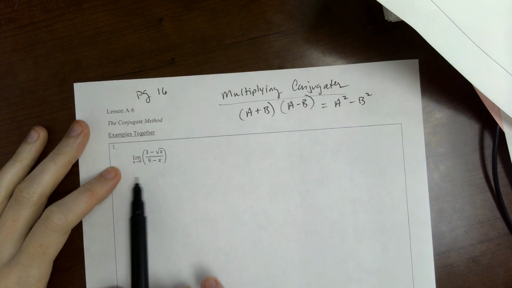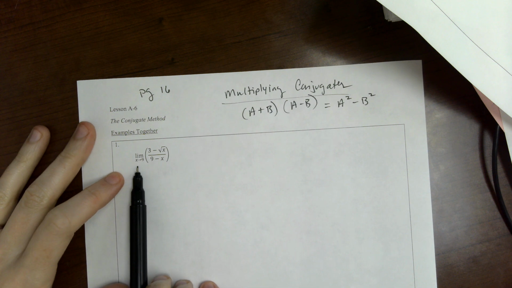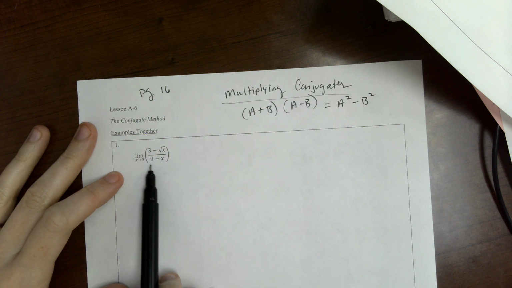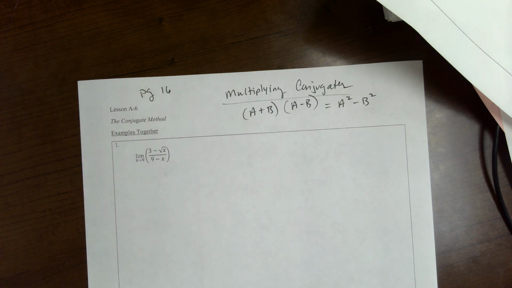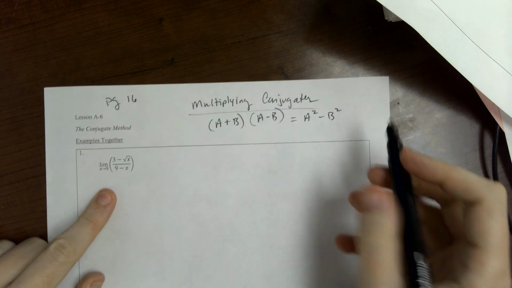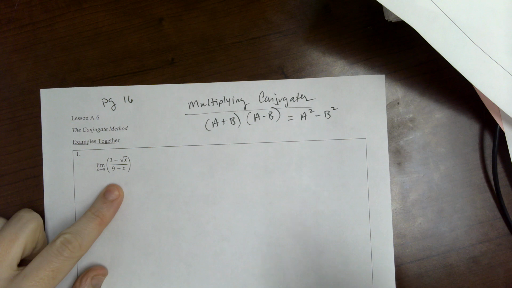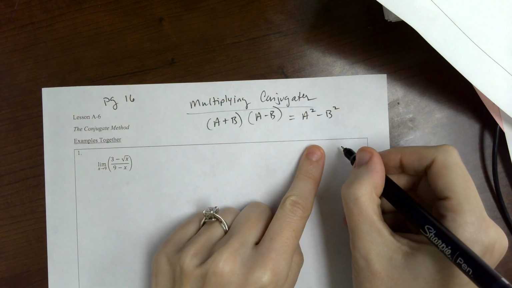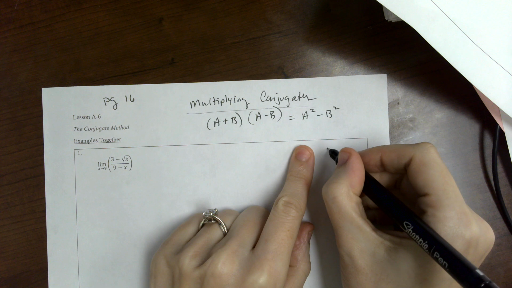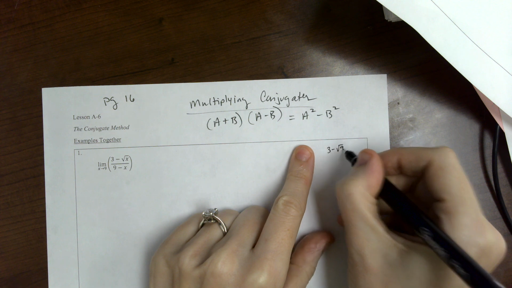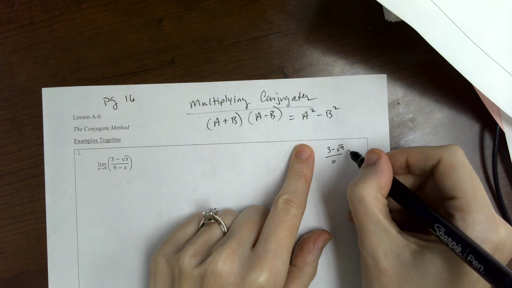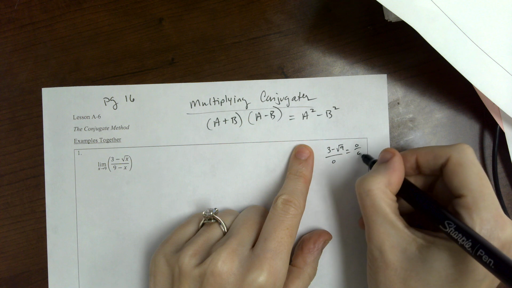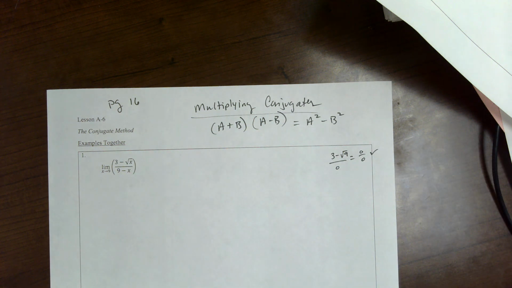Alrighty, so here's this example. The limit as x approaches 9 of this fraction here. First step always is direct substitution. So I already see I'm getting 0 in the bottom, so I want to see if I also get it on top. And you could do this part in your head. So 3 minus radical 9 over 0. That is 0 over 0, check. Okay, so algebraic manipulation.